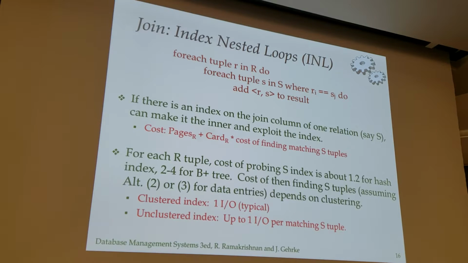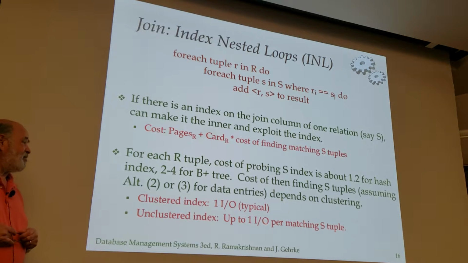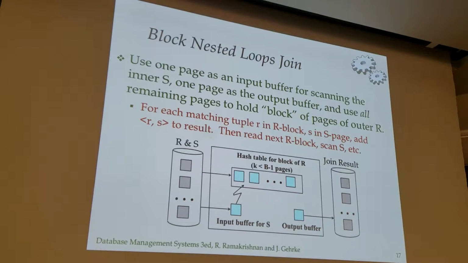If it's a clustered index, it's just going to be 1 IO to get to the actual data that you have in the leaf pages. And in the case of an unclustered index, it may be 1 IO for each matching S tuple. With a clustered index, because the data is stored together, it's really going to be whatever number of pages it takes to get to the actual tuples that you have in the leaves, assuming that the non-leaf parts of the B tree are sitting in memory. So anyway, those are just rough estimates.